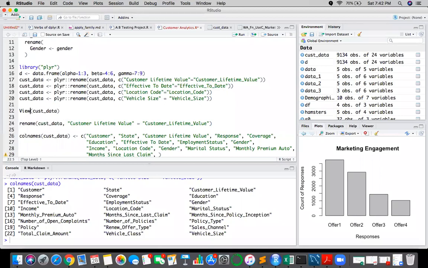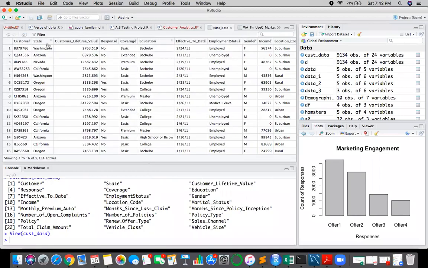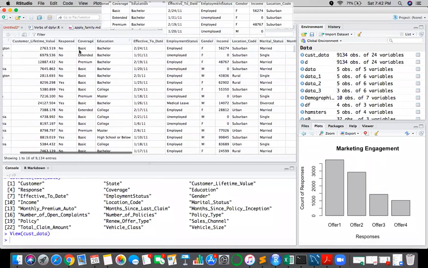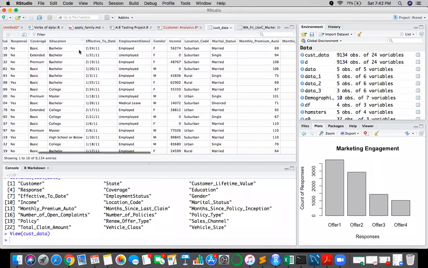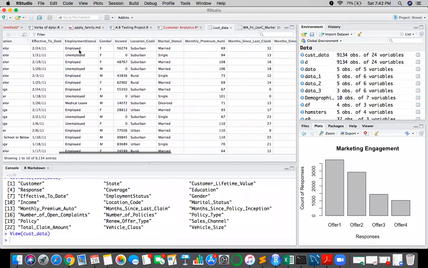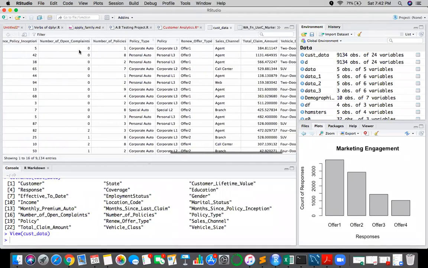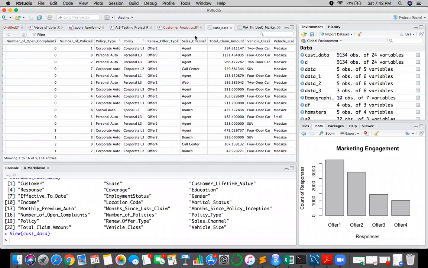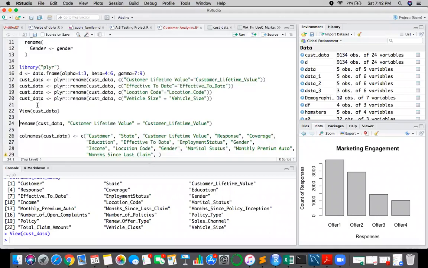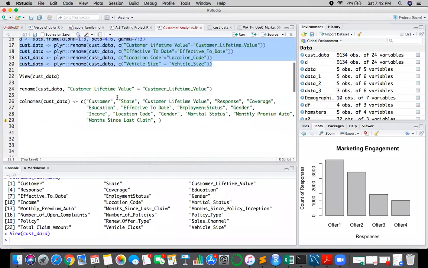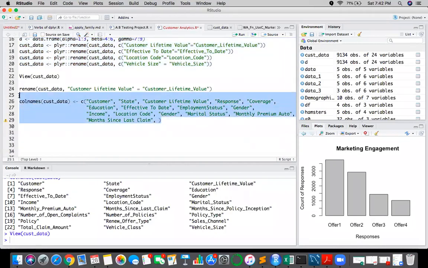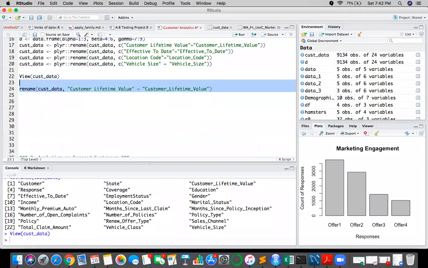Let's see if we have messed up the data set. Okay, we have the data set as it is, so there's no issue with the data set. Now I'll send you this code. I'll just share this file with you. I'll remove this, it is no longer needed. So we got the efficient way to do it.